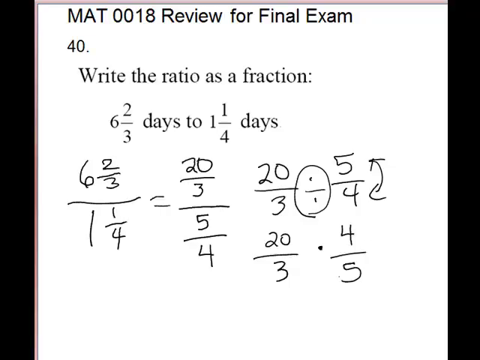Check your diagonals and see if you can divide anything out. On this diagonal, we can divide by a 5, common factor of 5. So 5 will go into 5 once, and into 20 it will go 4 times. The other direction, 3 and 4, they have nothing in common, so we will just multiply across. 4 times 4 is 16, and 3 times 1 is 3.